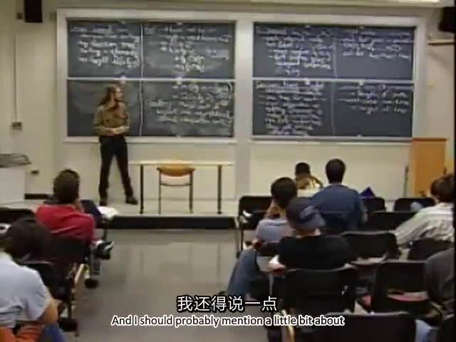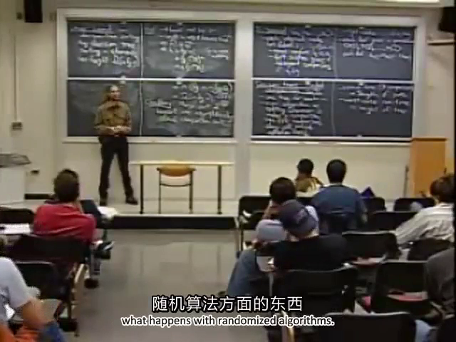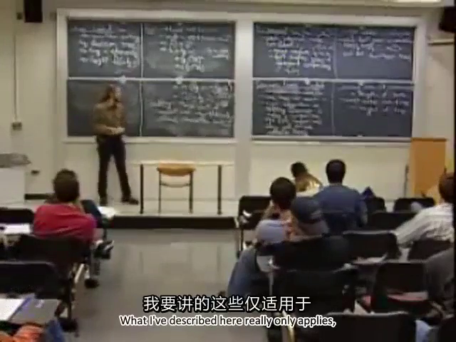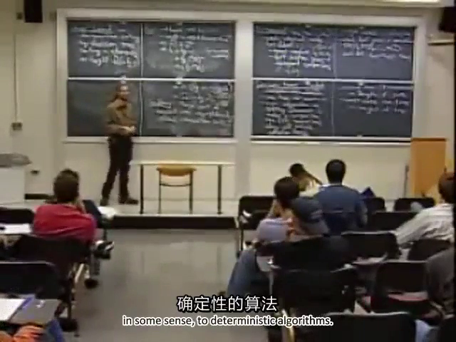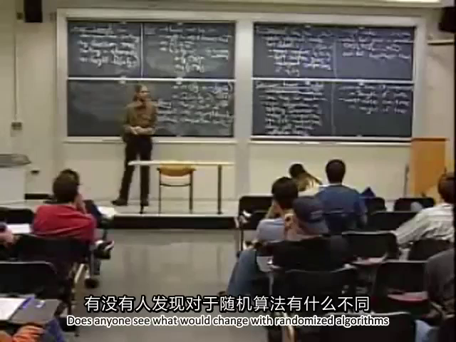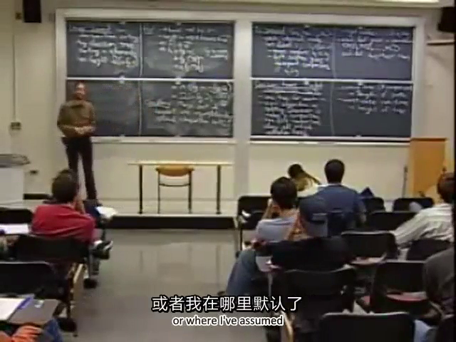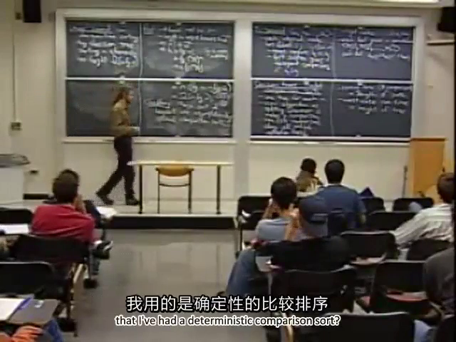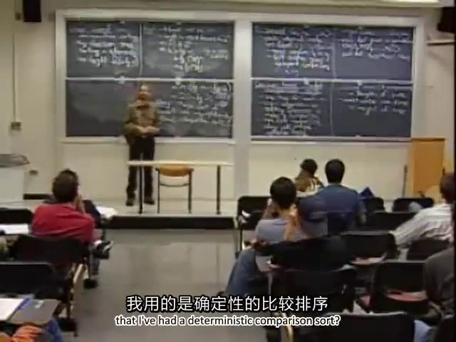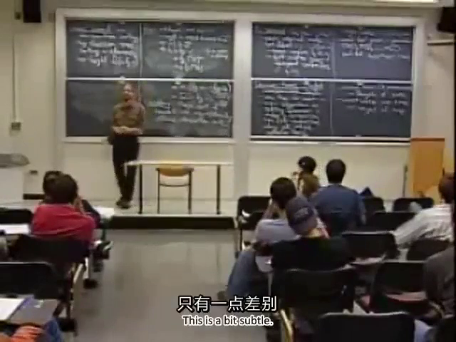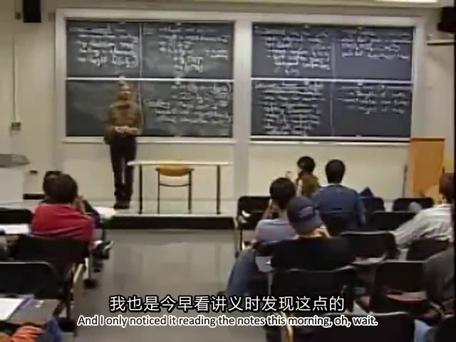And I should probably mention a little bit what happens with randomized algorithms. What I've described here really only applies in some sense to deterministic algorithms. Does anyone see what would change with randomized algorithms, or where I've assumed that I have a deterministic comparison sort? This is a bit subtle, and I only noticed it reading the notes this morning.